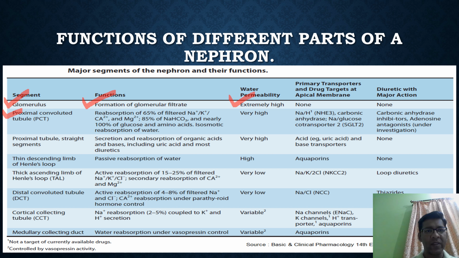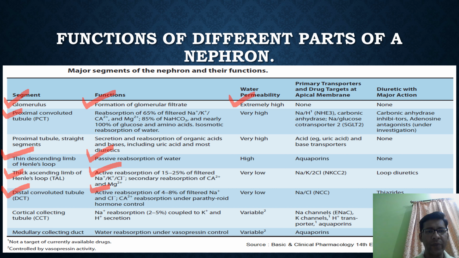Now coming to the thin descending limb of the loop of Henle. The loop of Henle has two parts: a thin descending limb and a thick ascending limb. The function of the thin descending limb is passive reabsorption of water, important, and the thick ascending limb of Henle has the function of active reabsorption of 25 to 50% of filtered sodium, potassium and chloride, and secondary reabsorption of calcium and magnesium. Then the function of the distal convoluted tubule is active reabsorption of sodium and chloride.